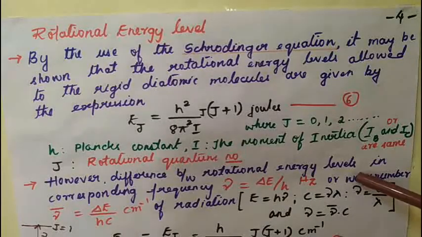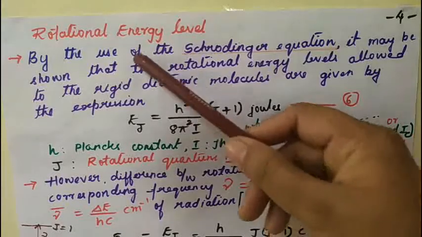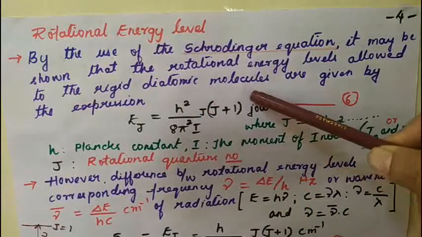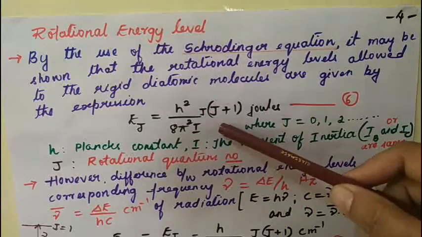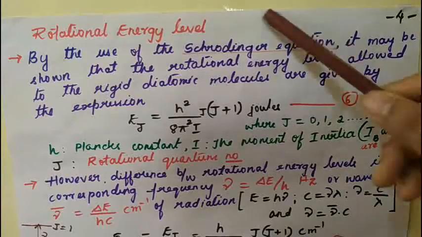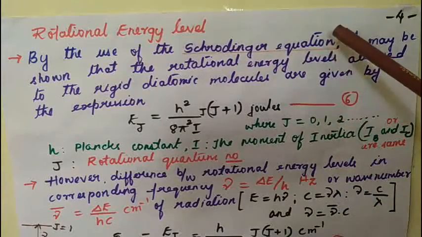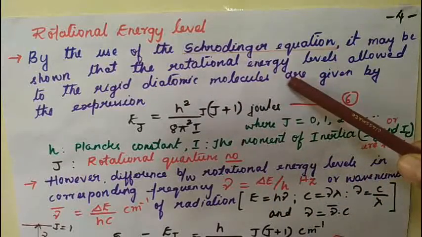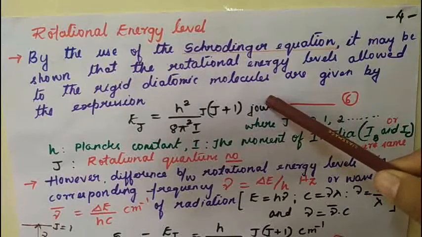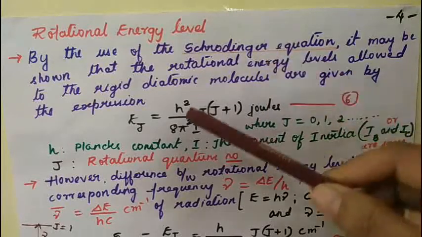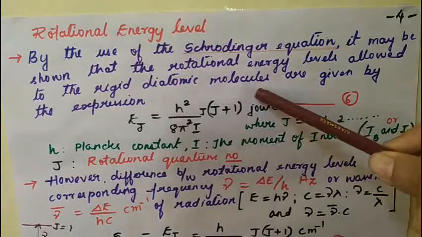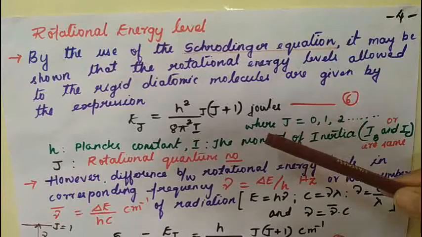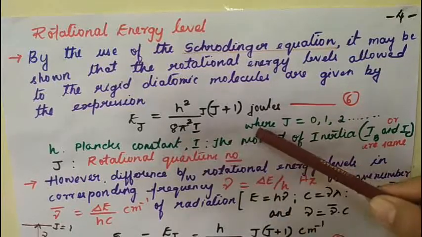Now, in this video, let us understand how to calculate the rotational energy levels for a rigid diatomic molecule. To calculate the energy expression, we require the Schrodinger equation. When the Schrodinger equation is solved for a rigid diatomic molecule, it is purely quantum mechanical and the derivation is not required here. So when we solve the Schrodinger equation for a rigid diatomic molecule, we will get the eigenfunctions and the eigenvalues. The respective eigenvalues will give the energy expression.